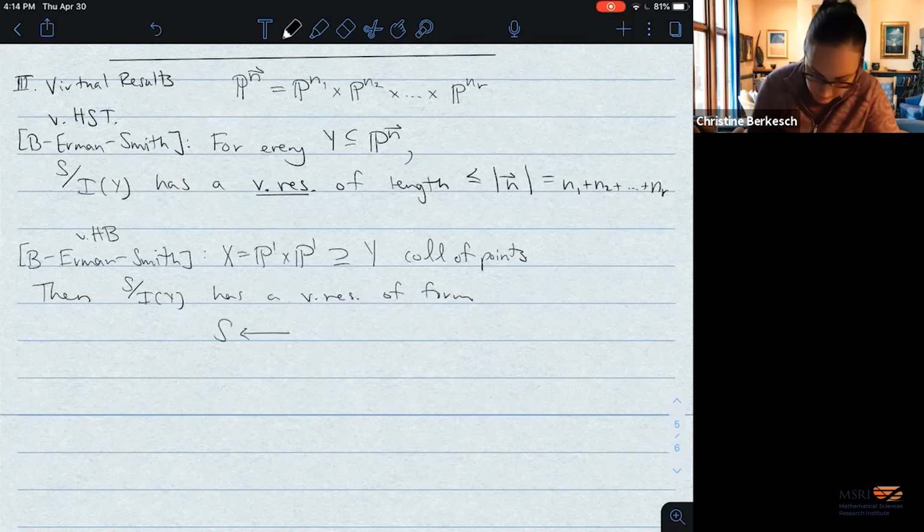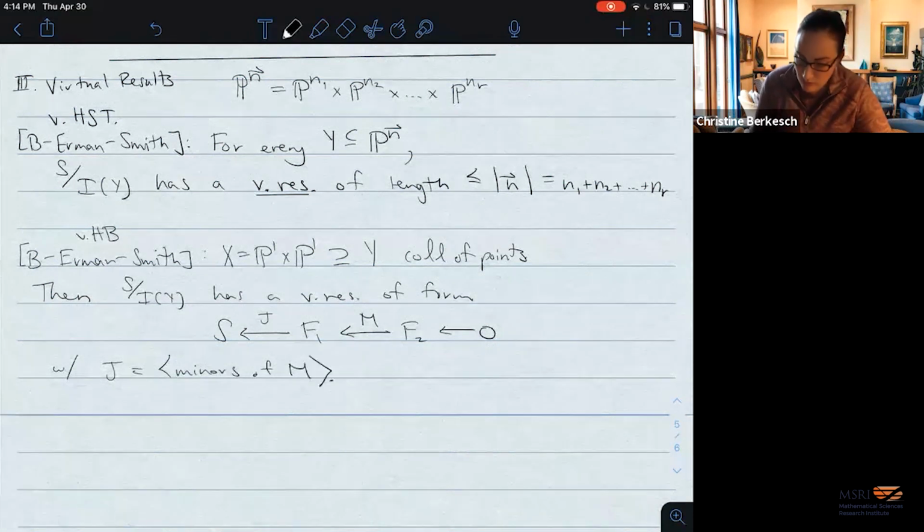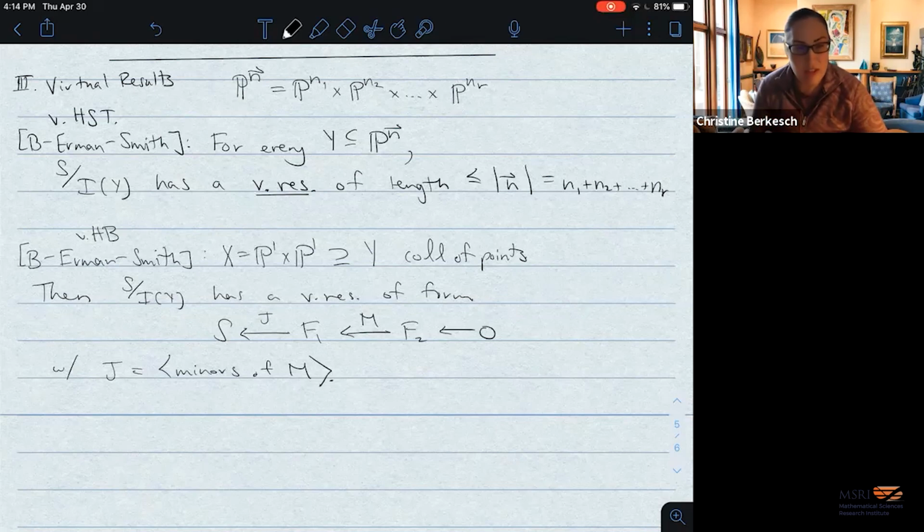This form, with J then of course equal to the minors of our M. Right, and you'll notice once we have any collection of points in P1 cross P1, we also have a theorem like this for P2. And so if we take an arbitrary toric surface and a general collection of points so that we've missed the exceptional divisors, then we can use this theorem to get results there too.